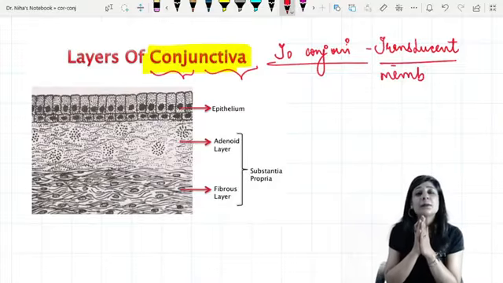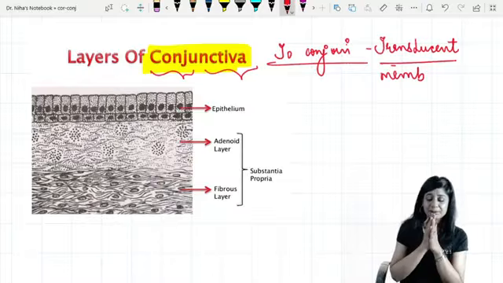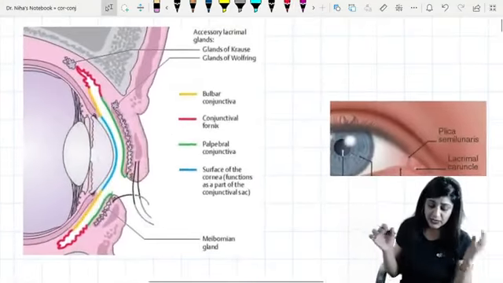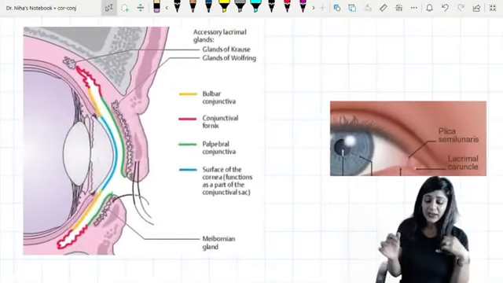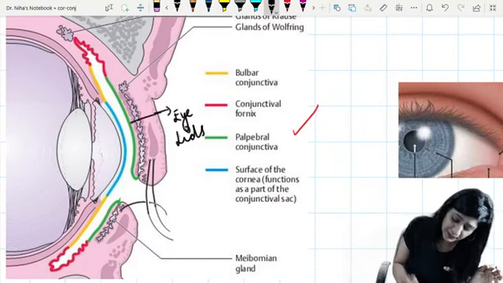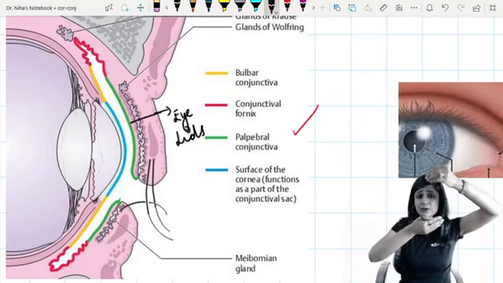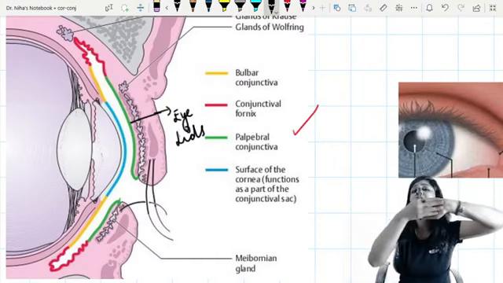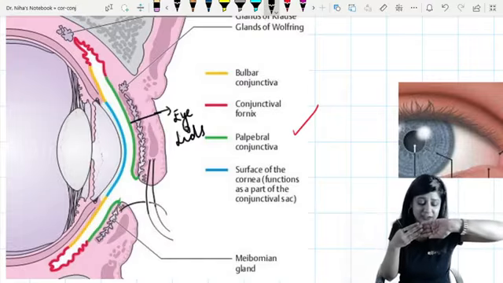Now when I talk about the parts of the conjunctiva, there are 3 parts. See this. One is your palpebral conjunctiva. Can you see here, we have got the greenish area. This green is lying beneath the eyelids. Suppose these are the eyelids. When you invert these eyelids, that portion is called your palpebral conjunctiva.